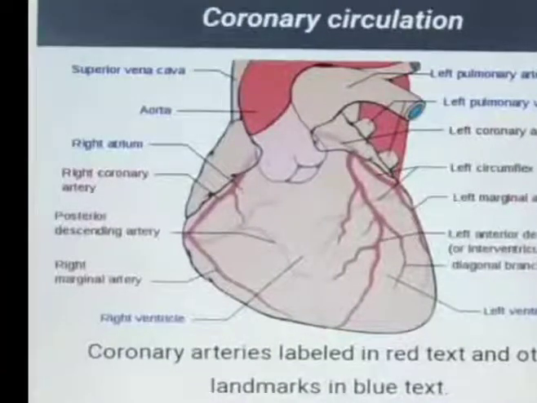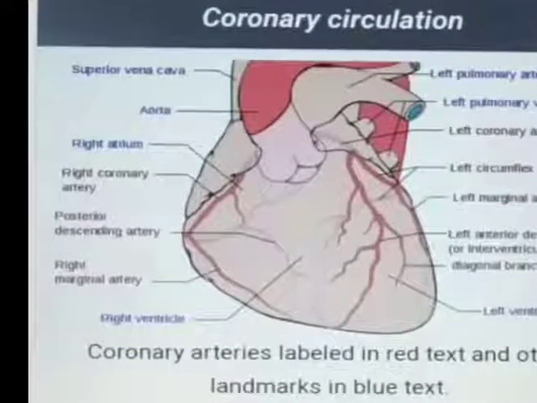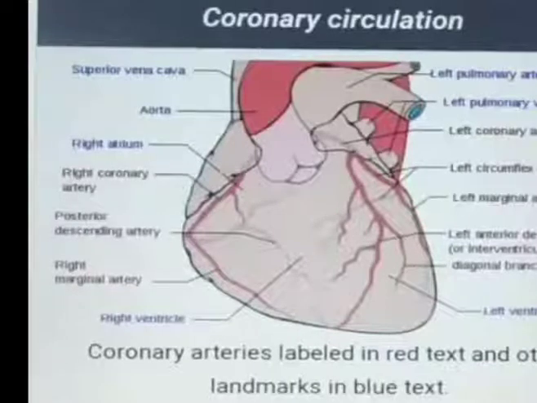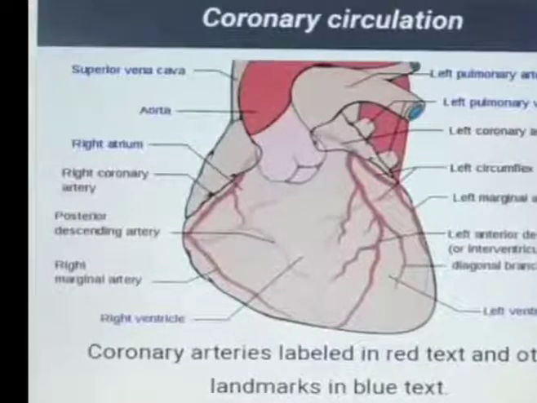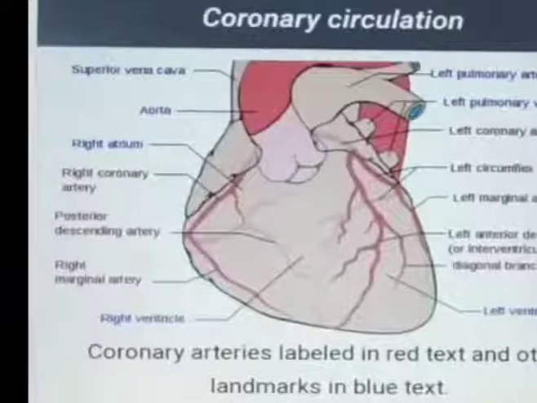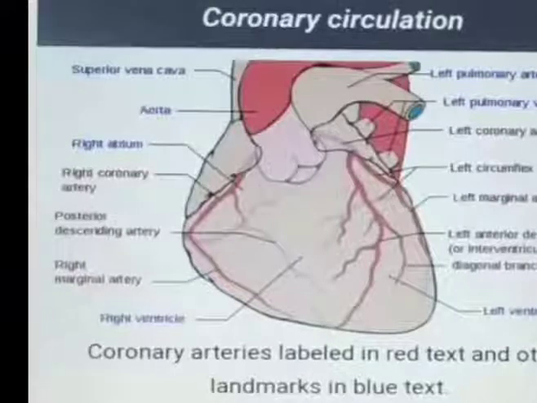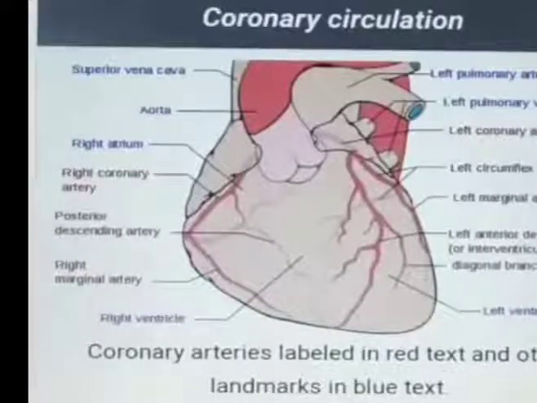Finally, it has been observed that three types of circulation are operating in the circulation of blood through the heart of a mammal. That is systemic circulation, pulmonary circulation, and coronary circulation.